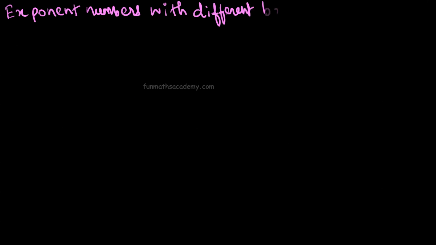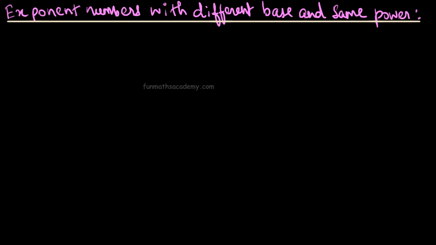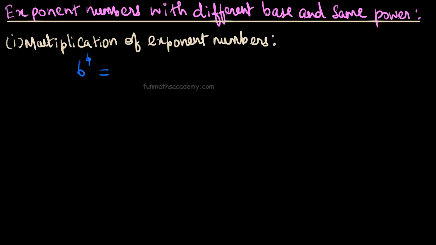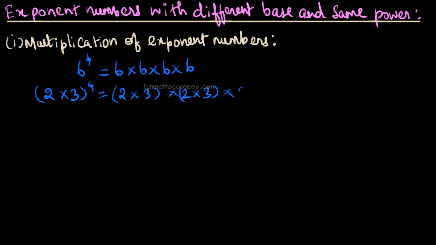Next, let us see what the law of indices say about expressions with same power but different indices. Consider 6 to the power 4. This is nothing but 6 times 6 times 6 times 6. Here, each 6 can be written as 2 times 3 in the form of factors. So, we can rewrite this as 2 times 3 the whole power 4 is equal to 2 times 3 times 2 times 3 times 2 times 3 times 2 times 3.